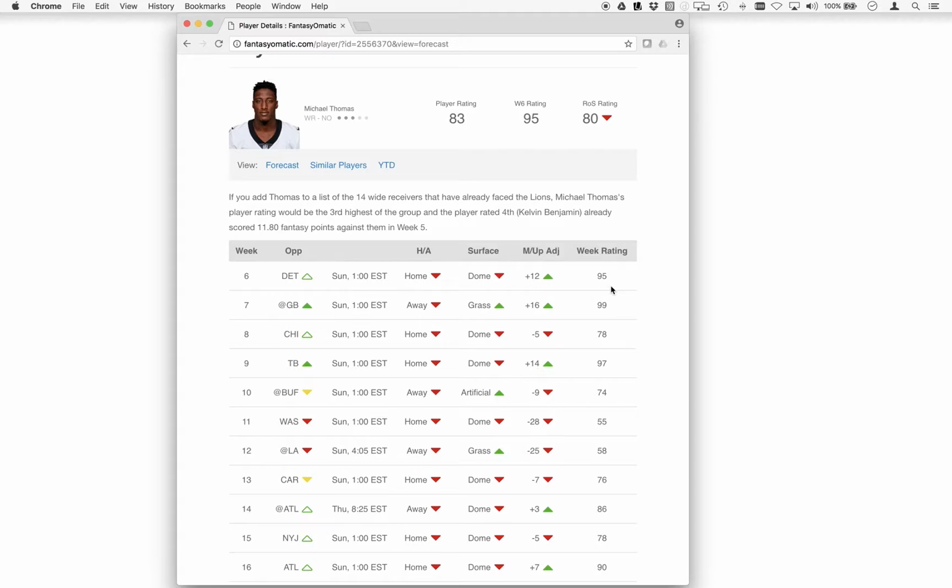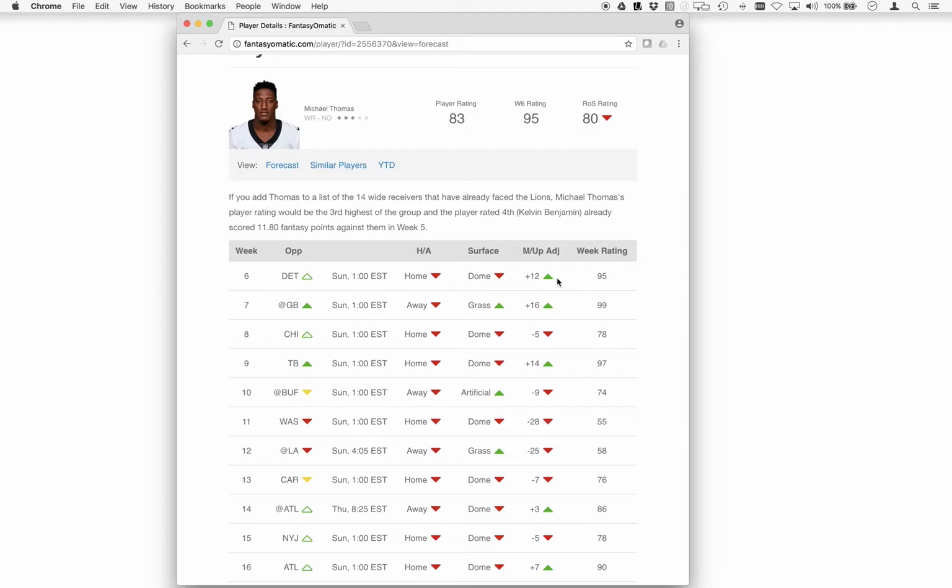So in this case, you'll also see a matchup adjustment. The matchup adjustment tells us what the difference is from the player's year-to-date value and their weekly rating. It's just the math between these two values right here. But what's nice about it is when you see a green arrow going up, that means that you can expect more from this player this week than you would normally. And if you see a red arrow going down, that means you can expect less.